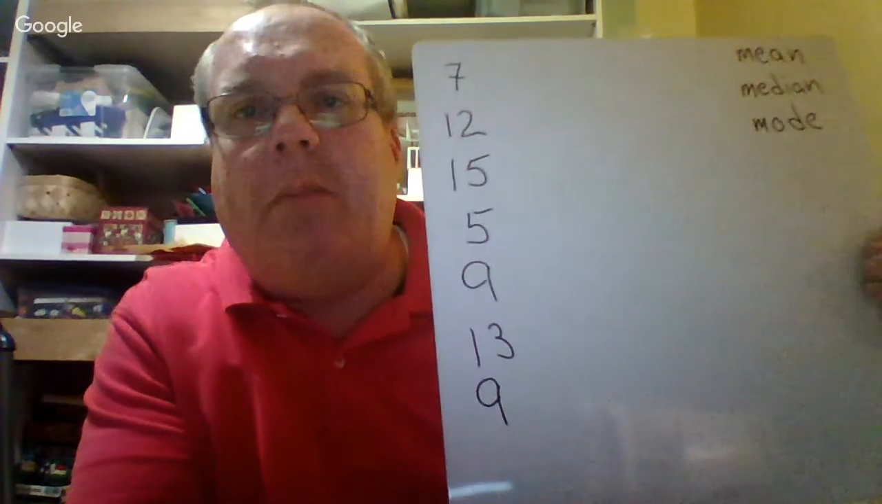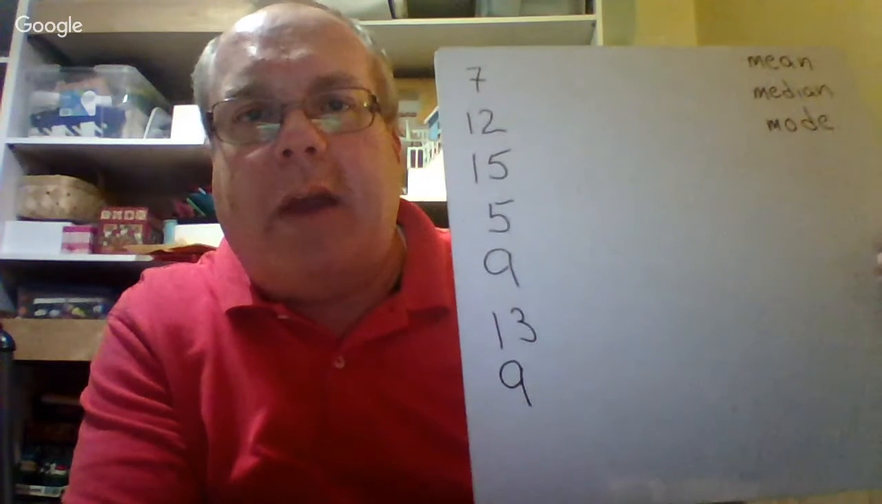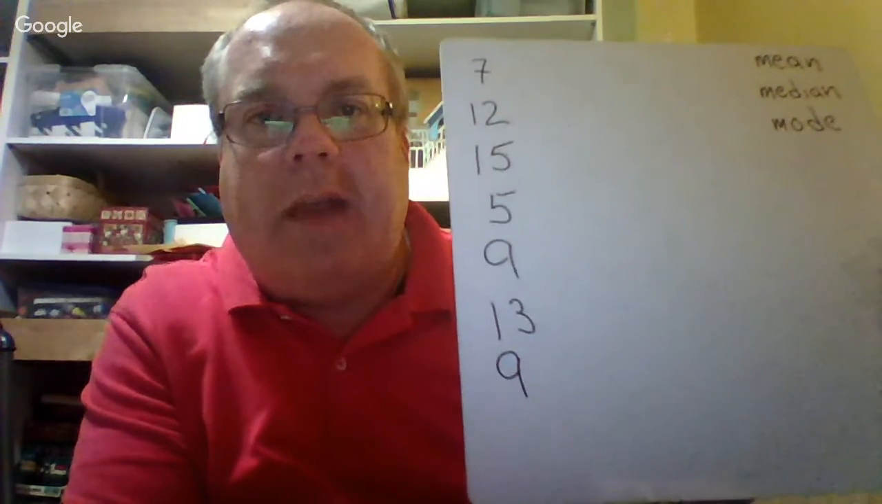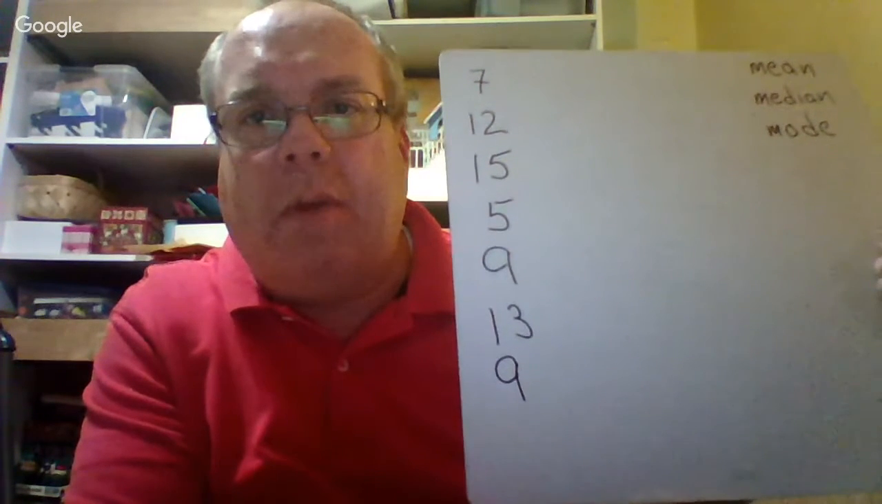So the way to calculate a mean or an average is simply to add up all the numbers and then divide that sum, that total, by the amount of numbers there are. So let's do this real quick. I'll just add these up in my head. 7 and 12 is 19, plus 15 is 34, plus 5 is 39, plus 9 is 48, plus 13 is 61, plus 9 is 70. So the total here is 70. Well, that was lucky, made the math kind of easy here. So I add all those up and I've got 70.